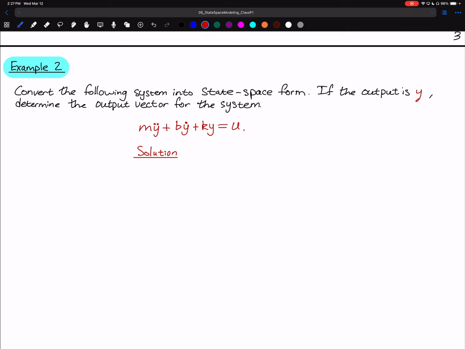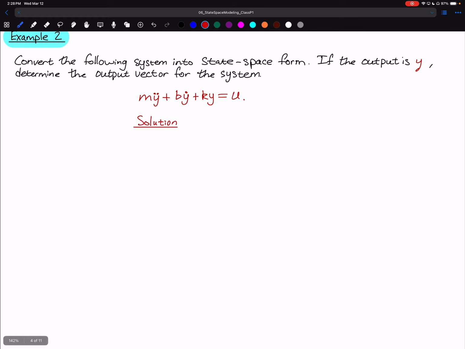Okay, so we're given this second order differential equation. We're asked to convert it into state space and then find the output vector for the system. The output is y here, which is the displacement of, well, whatever this dependent variable y is. It could be displacement, it could be something else. Okay, so the system here is second order.